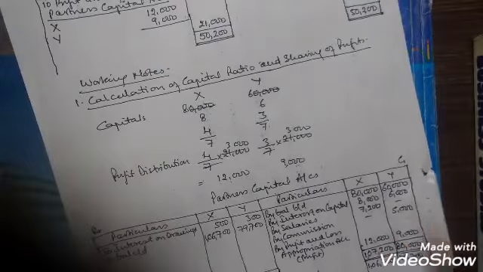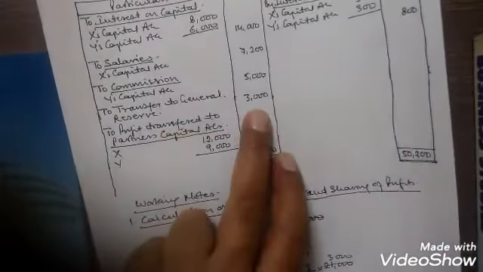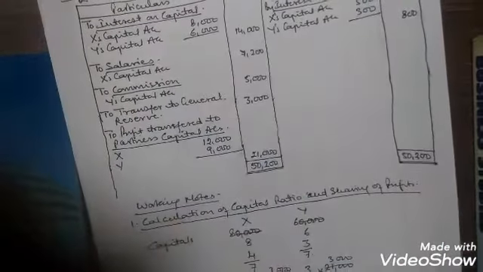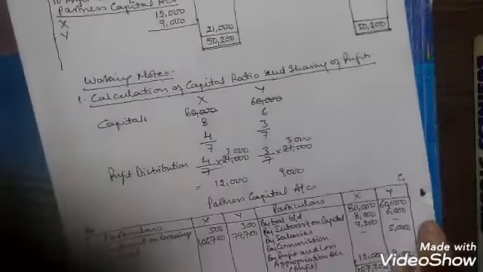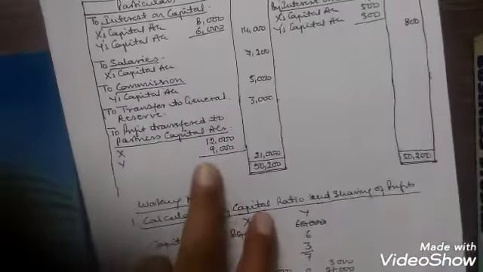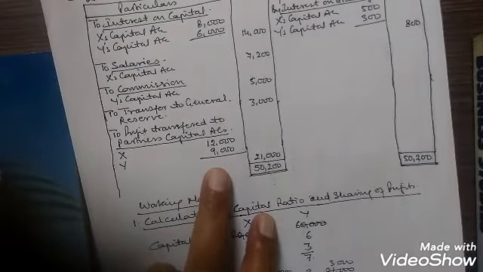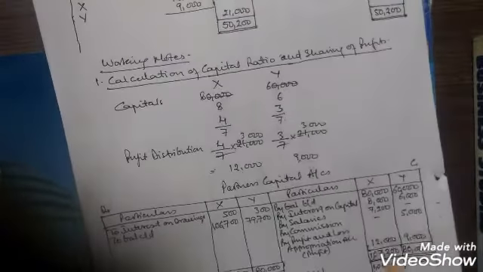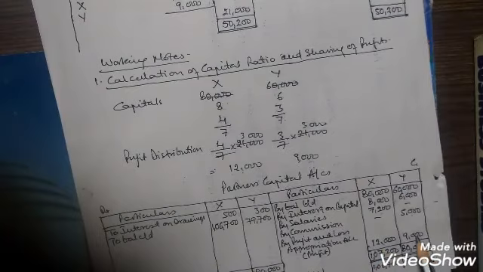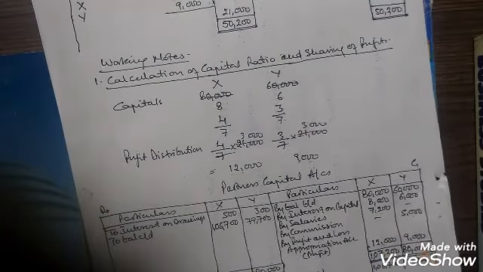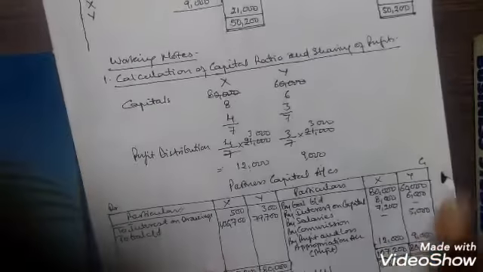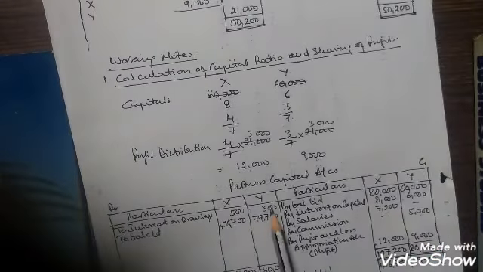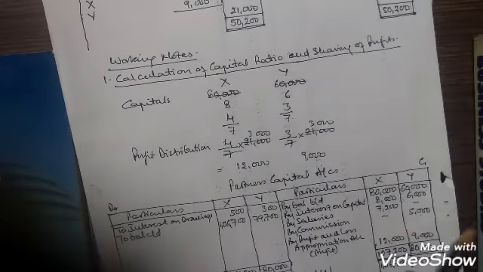This transfer to general reserve has not been charged to any partner, has not been allocated to any partner, so it will not appear in the partners' capital account, and the profit has been distributed as 12,000 and 9,000. X's share was 12,000 and Y's share was 9,000. Now interest on drawings for X was 500 and for Y was 300, so X 500 and 300. The amounts of drawings are not given in the question, so we will not take them.